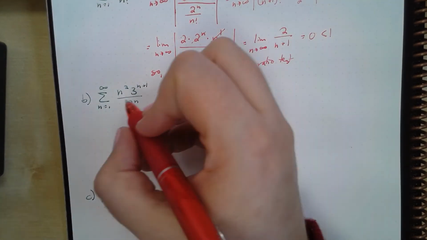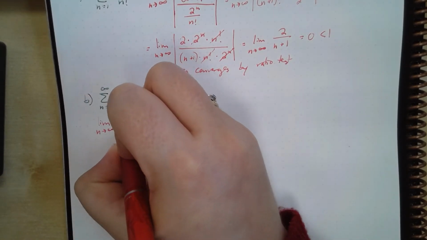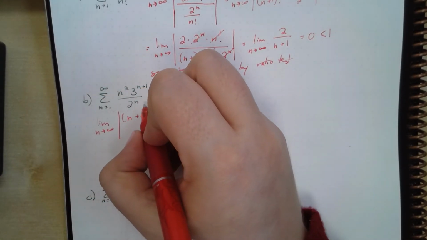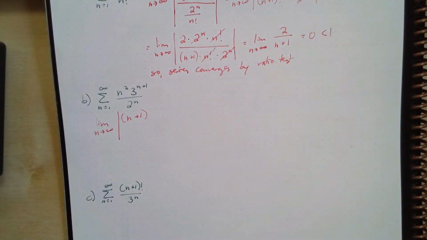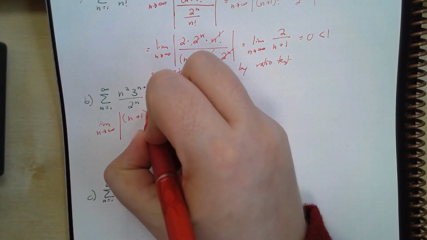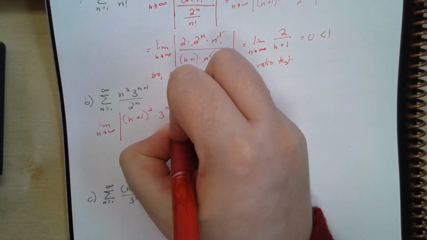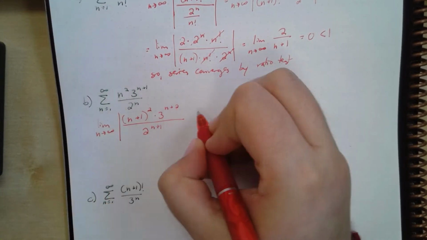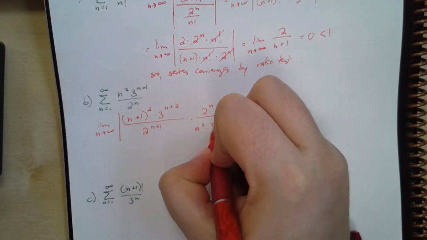All right, so we're going to have the limit as n approaches infinity of, big absolute value there, n plus 1 to the, what am I writing here? One second. Okay, I don't know why I got confused. It's n plus 1 squared times 3 to the n plus 2, right? n plus 1 is 2, over 2 to the n plus 1 times 2 to the n over n squared times 3 to the n plus 1.